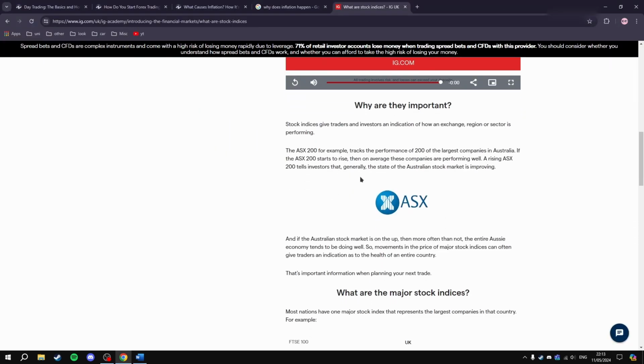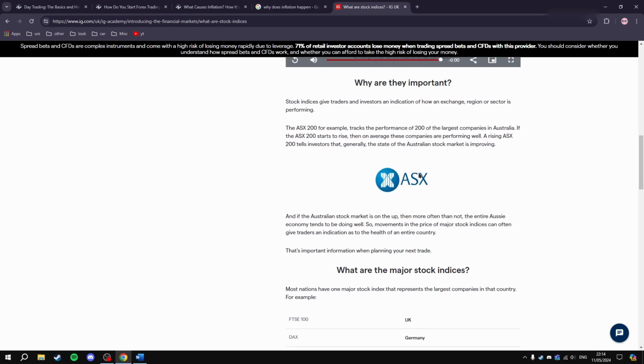The ASX 200, for example, tracks the performance of the 200 of the largest companies in Australia. If the ASX 200 starts to rise, then on average these companies are performing well. A rising ASX 200 tells investors that generally the state of the Australian stock market is improving.